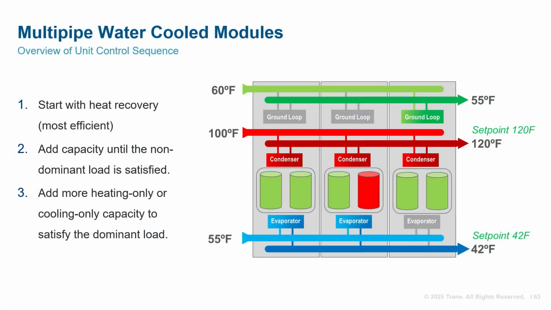Let's break down the control sequence for multi-pipe units. As long as there are simultaneous heating and cooling loads, the controls will always start in heat recovery mode. This is the most efficient mode of operation. Unit controls will continue to add heat recovery capacity until the heating set point or the cooling set point is met. The first set point to be met is the smaller of the 2 values and represents the non-dominant load. Then additional capacity is added in either heating only or cooling only mode until the larger load value is met, the dominant load.